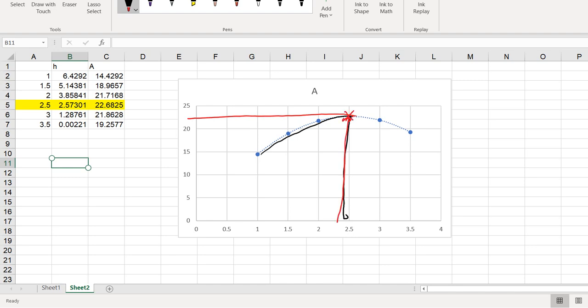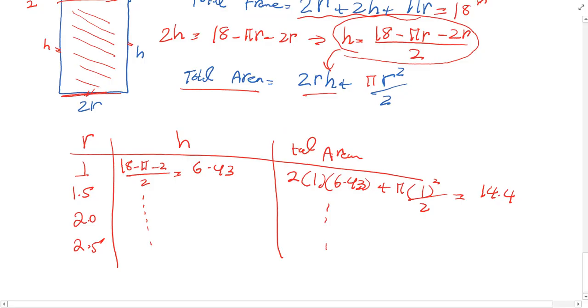This is how we solve problems in optimization. We create a spreadsheet, we look at the values, and then we plug them in there.